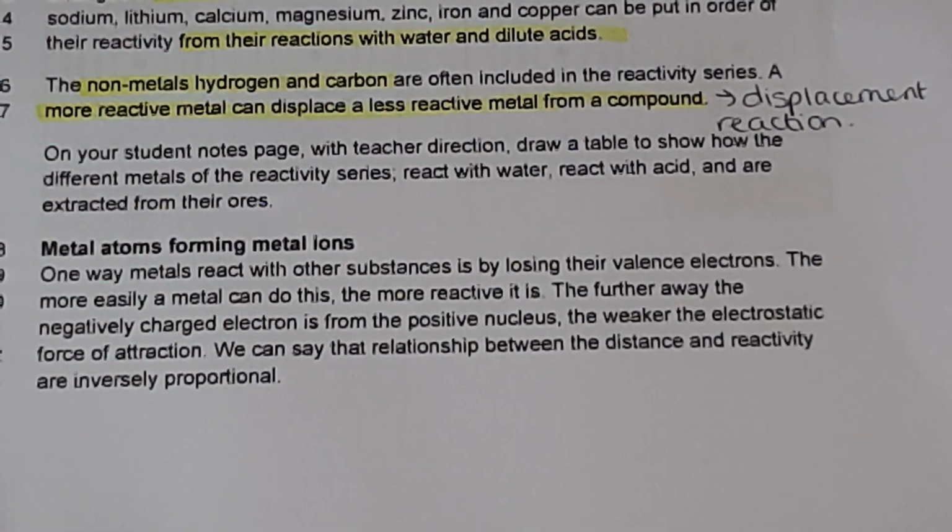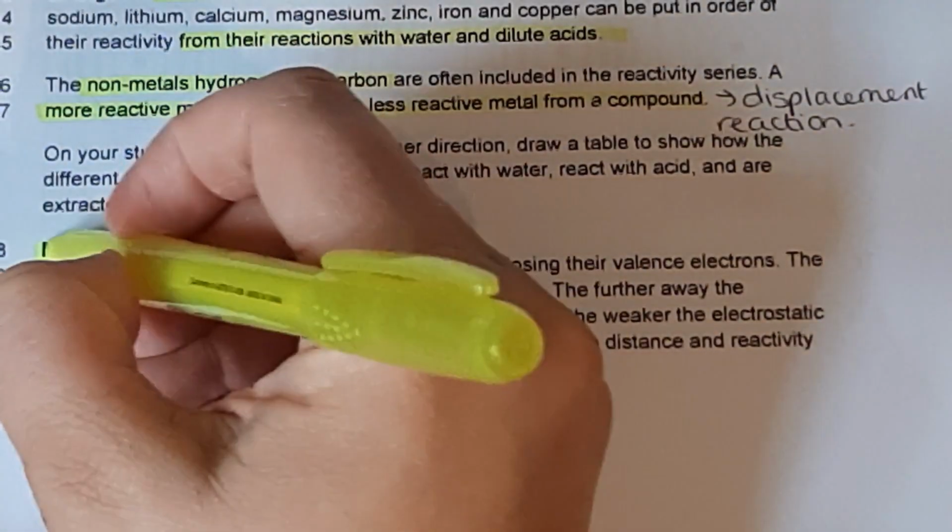Now, unfortunately, we can't do the next activity because we would need to do this whilst observing the reactions of the different metals with water and acid. Now, what we can do is move on for now. So metals and metal atoms forming metal ions.